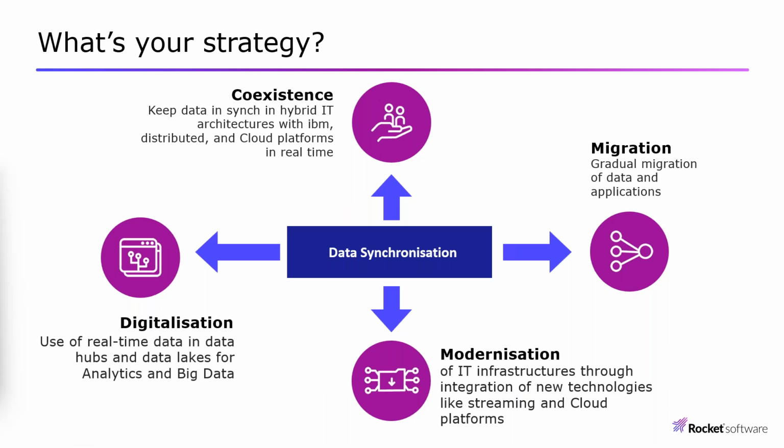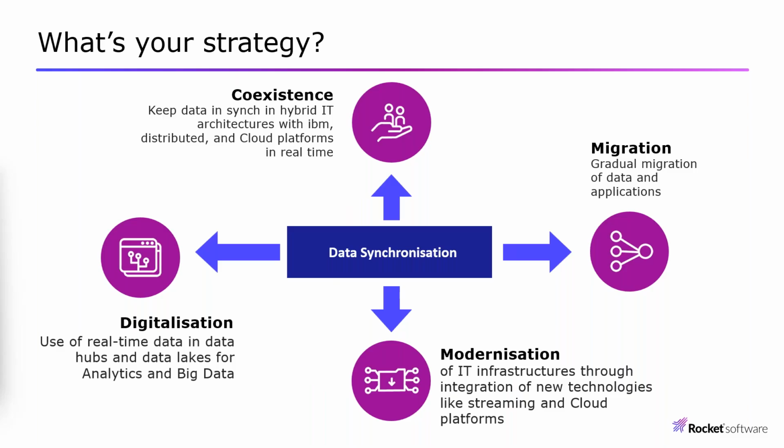So at the top there is coexistence. You're basically synchronizing your IBM i system, whether it's an ERP system or a merchandising system or a replenishment system, and you want to be able to replicate that data to distributed and cloud platforms in real time.